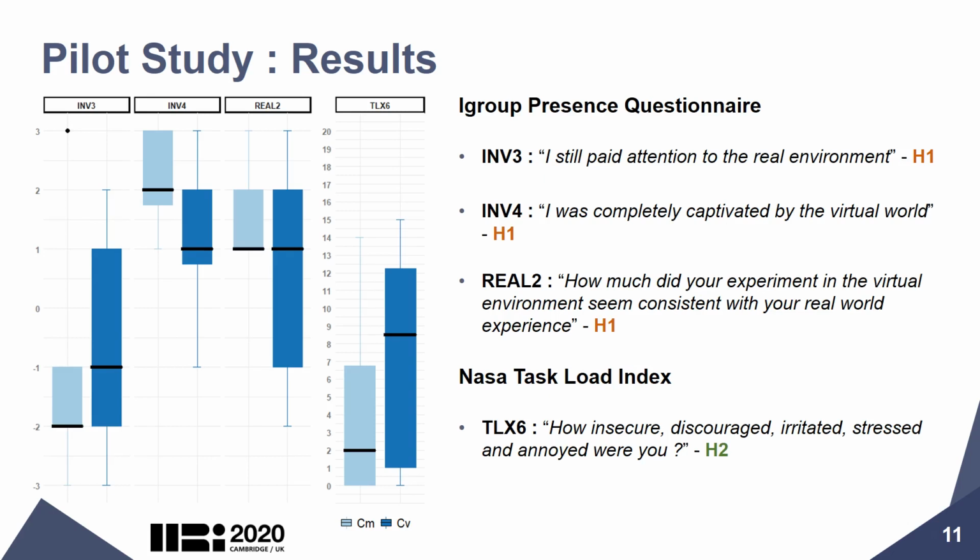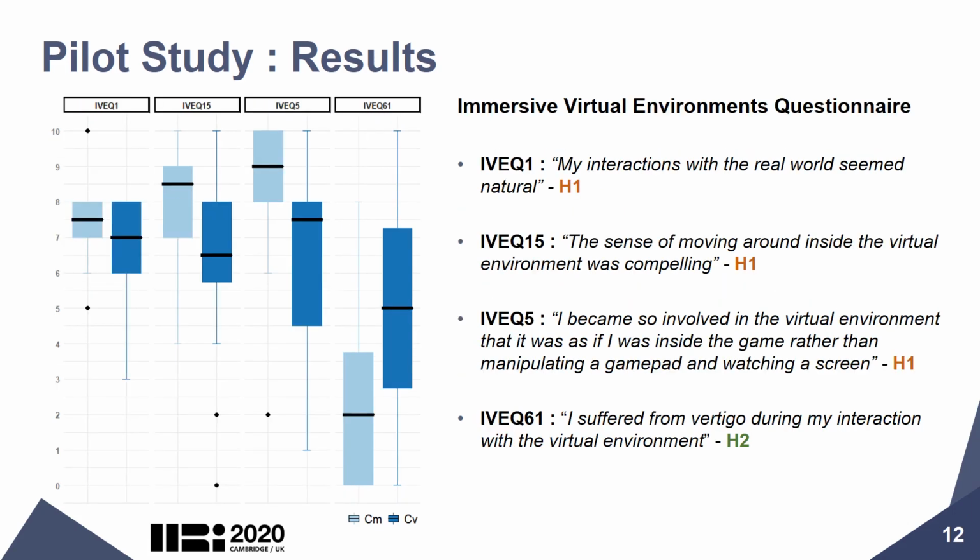In light blue is the condition with vestibular feedback, CM, and in dark blue the condition without, CV. As you can see, the 3 items from the iGroup Presence Questionnaire validate hypothesis 1, that vestibular feedback increases sense of presence. The significant result from the NASA Task Load Index validates hypothesis 2, that vestibular feedback decreases cybersickness. Same for the IVEQ significant items. The first 3 validate hypothesis 1 and the last one validates hypothesis 2.